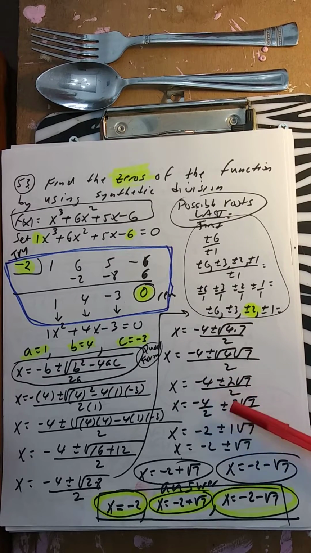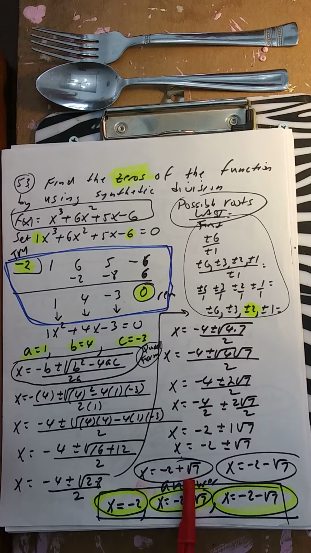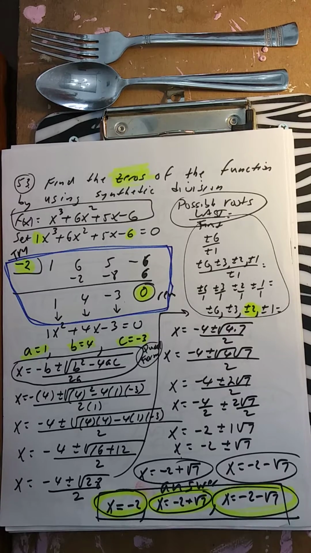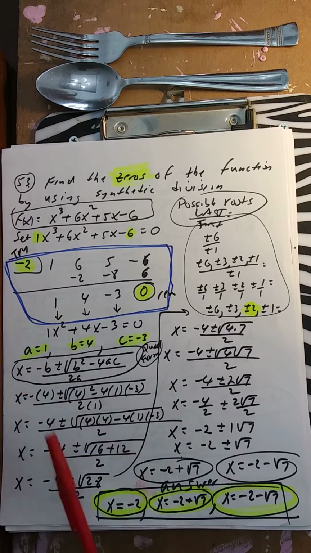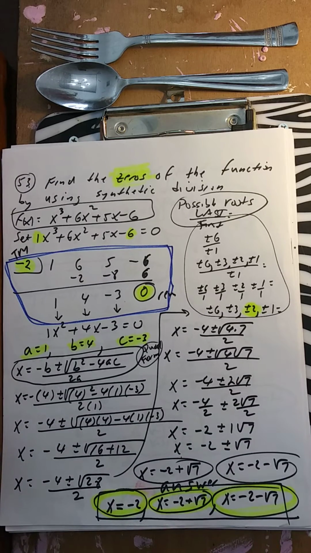Break it up in 2 fractions. So this one and that one over 2, these will cancel. This is going to be 1. So -2 plus or minus 1 square root of 7. So we get -2 plus square root of 7, -2 minus square root of 7. So we have -2 right here.